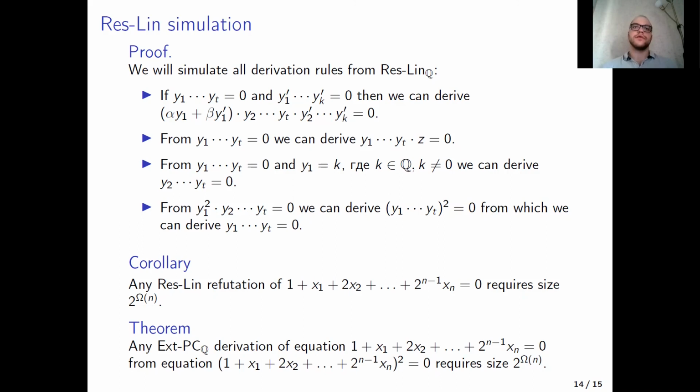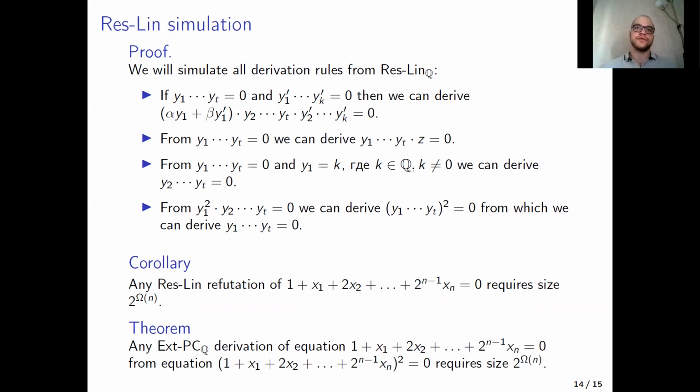So as a corollary, we can get that any Res-Lin refutation of the binary value principle requires exponential size, which is an alternative way to prove a lower bound for this instance. And also we should note that the square root rule here is necessary, since there are some derivations which can be easily done in Res-Lin proof system and cannot be done in extended polynomial calculus proof system.